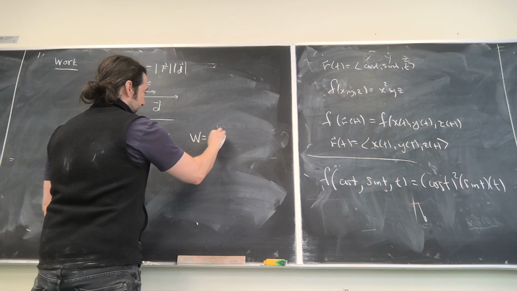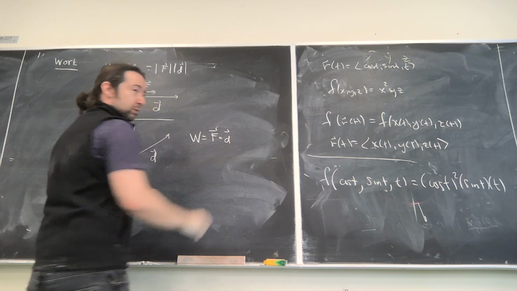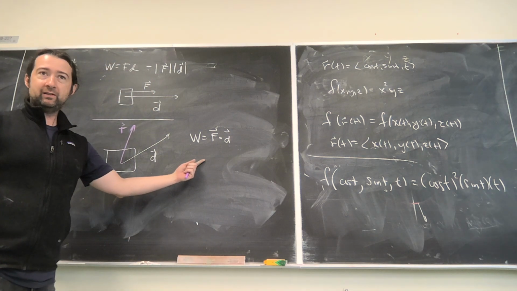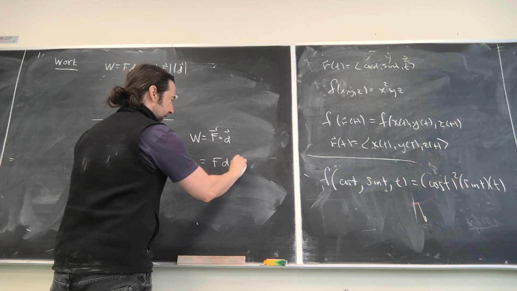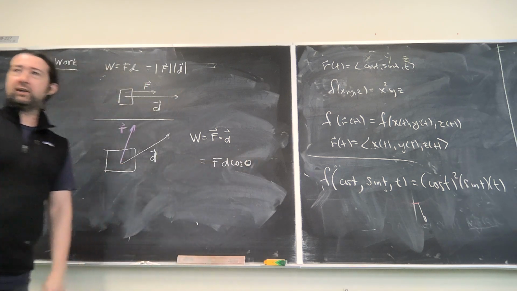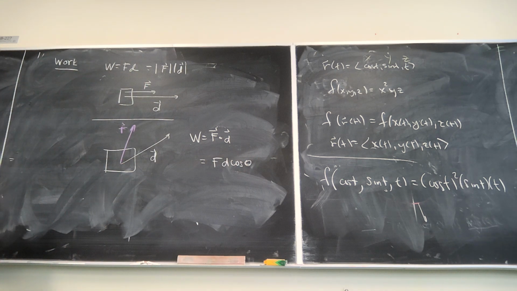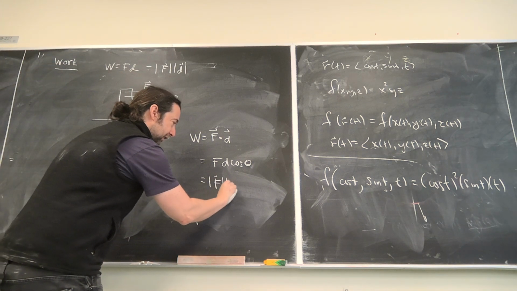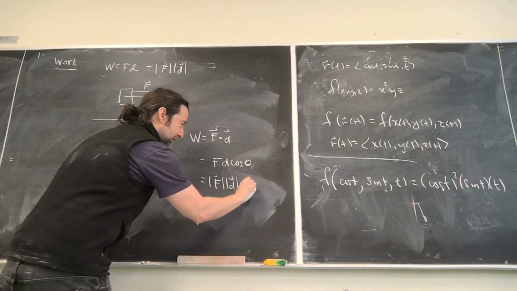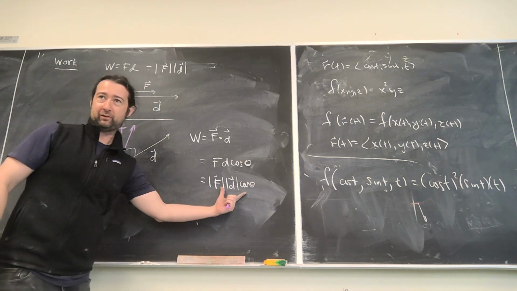Work is equal to F dot d, which some of you will have learned is the best way to do it. And others of you have learned something like F d cosine of theta, depending on the instructor and the class that you've had. But F d cosine theta, which is the magnitude of F times the magnitude of d times the cosine of theta, that is literally the dot product of F and d.